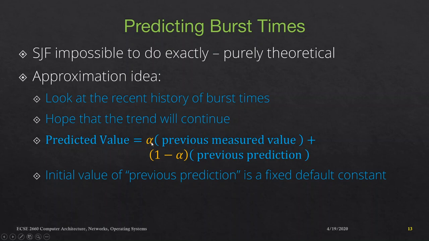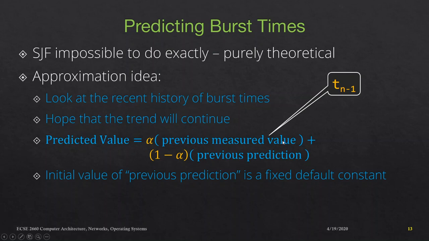And alpha is between 0 and 1. So we can have a very high weight for prediction, or we can have a very low weight for the previous prediction. Depending on the two previous values and the choice of alpha, we are going to get the predicted value for one time step ahead. The initial value, so clearly we need an initial value for the previous prediction. That initial value is going to be a matter of choice, and it is going to be a fixed default constant.